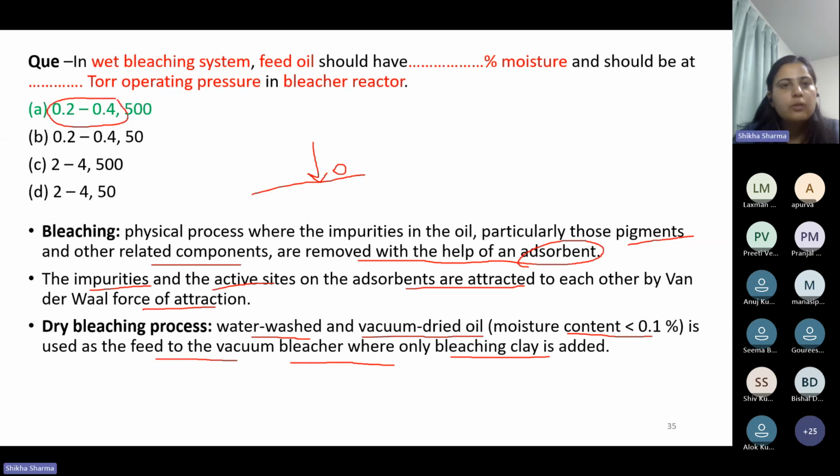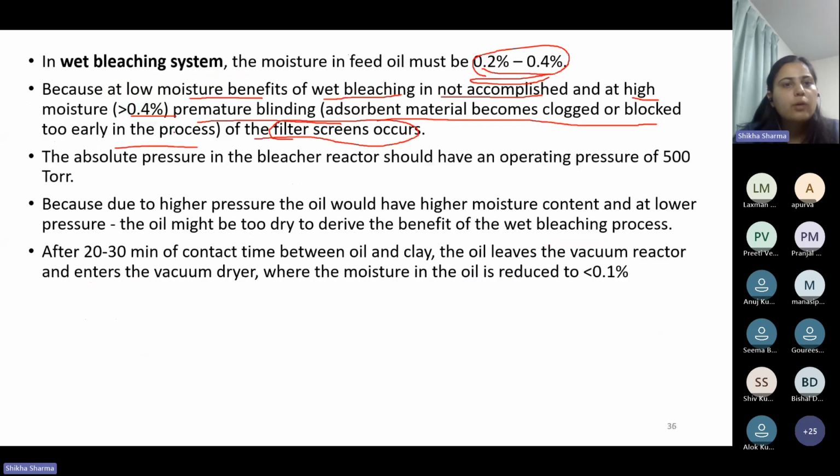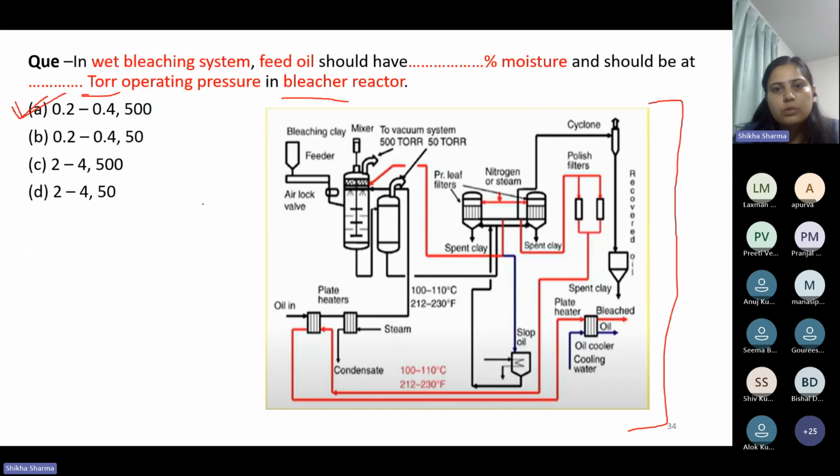Next, we should talk about the pressure. The absolute pressure in the bleacher reactor should have an operating pressure of 500 torr. We can see it in the figure also. We take here 500 torr.